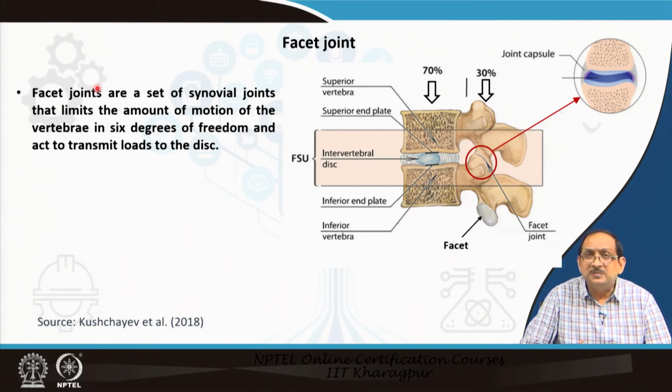Now, the vertebra is generally considered as a fibrocartilaginous or cartilaginous joint with very limited movement. Within this vertebral column, the facet joints are a set of synovial joints that limit the amount of motion of the vertebra in 6 degrees of freedom and act to transmit loads to the disc.